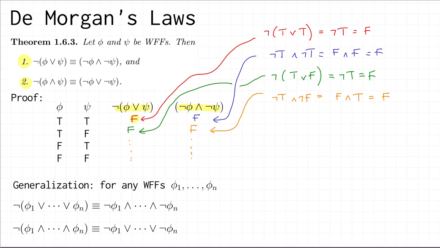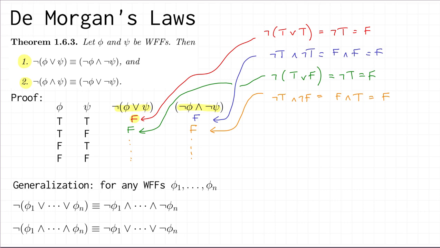You can now keep going and check that in the other 2 cases as well, you will get the same truth value in both of those last 2 columns, and therefore those 2 formulas are logically equivalent. So that proves part 1. If you complete this set of calculations, you have proved part 1 of De Morgan's laws, and part 2 can be done exactly the same way.